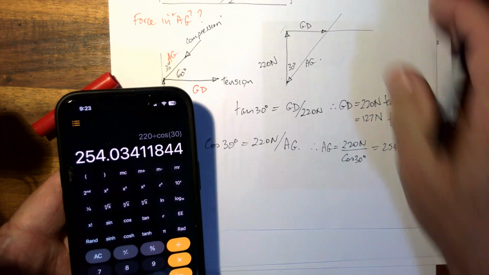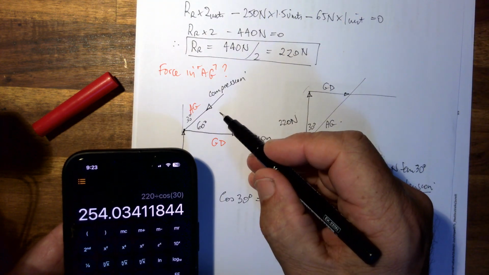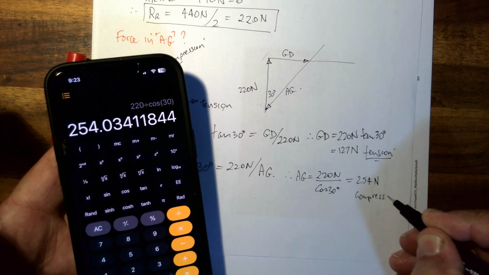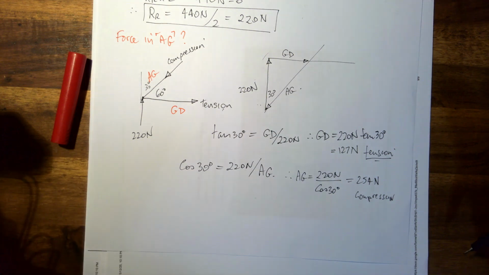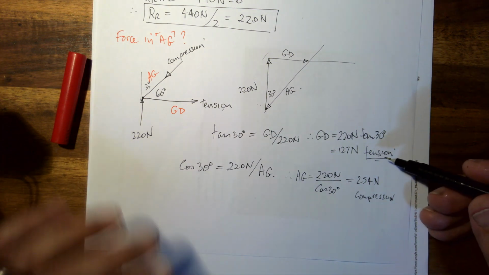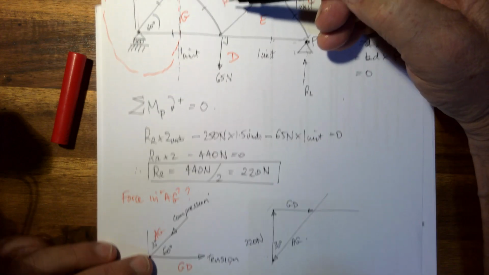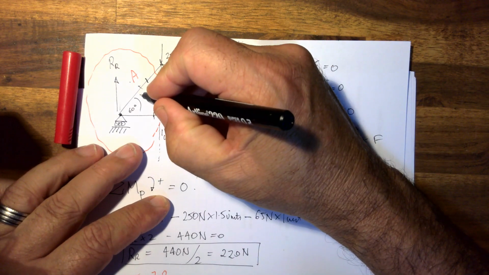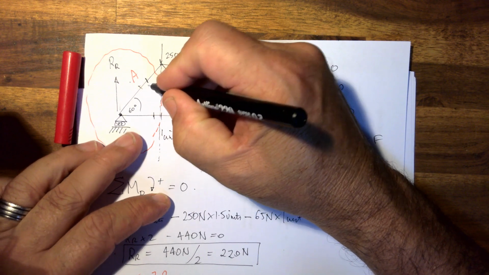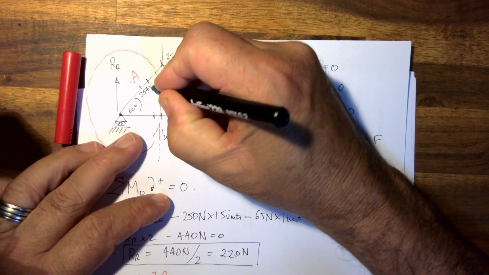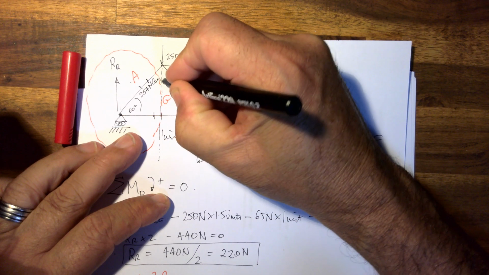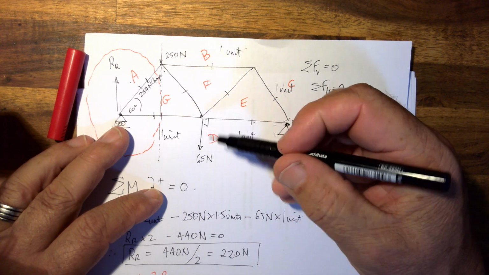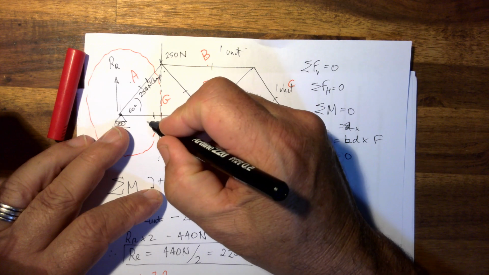And remembering our sense, we've decided that it's going to be in compression. So interestingly, the compressive forces are much higher than the tensile forces required in this particular loading configuration. So we've said that AG has a force of 254 newtons in compression, whereas GD was 127 newtons in tension.